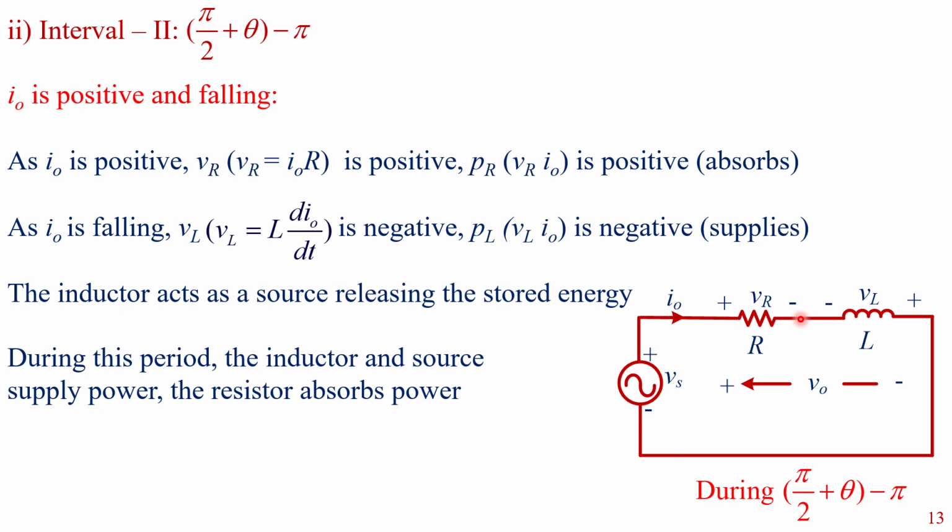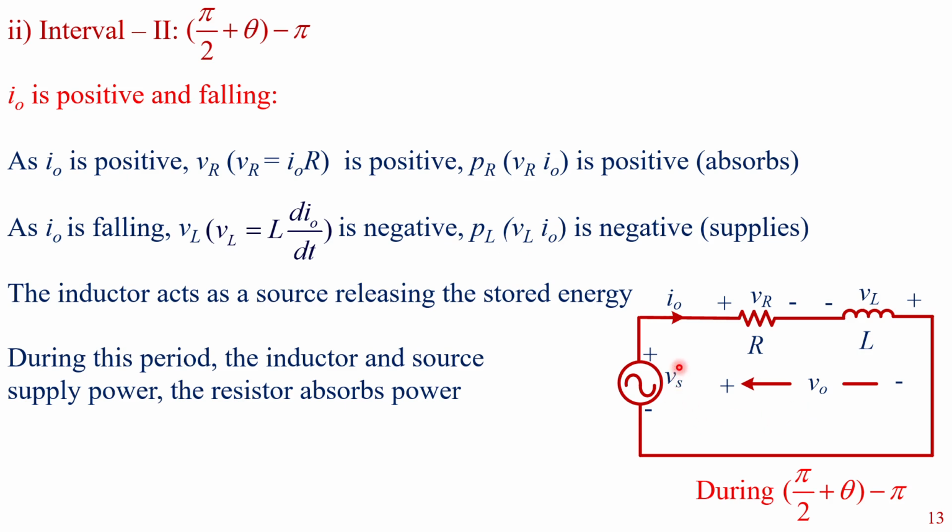Let us consider the second interval from pi by 2 plus theta to pi. In this case, the load current is positive and it is falling. As the load current is positive, the voltage of the resistor is positive, the power of the resistor is positive. Coming to the inductor, as I0 is falling, the voltage across the inductor is negative, the power of the inductor is negative, that means it supplies power, and this is the equivalent circuit.